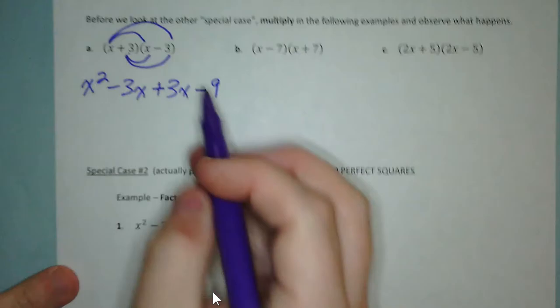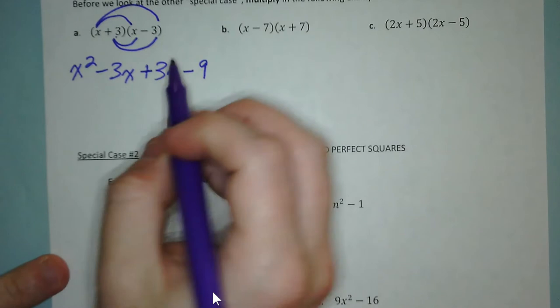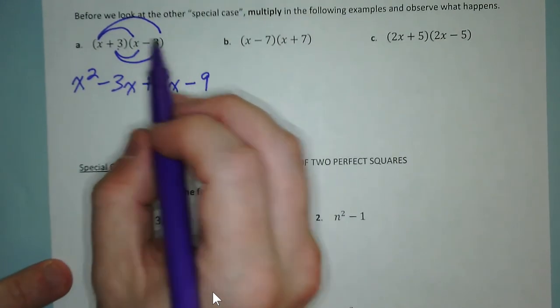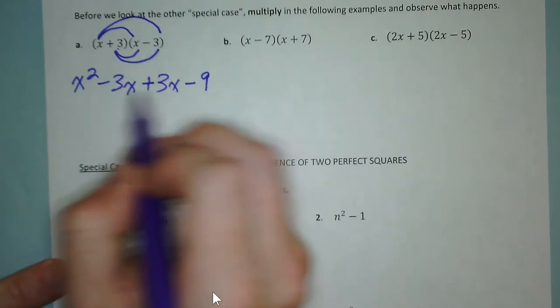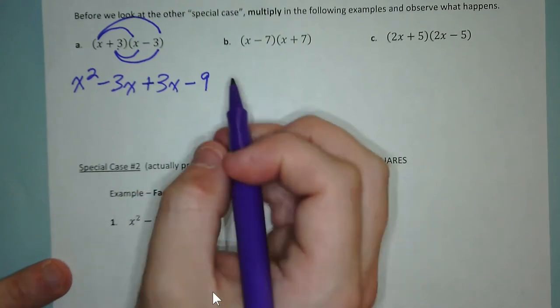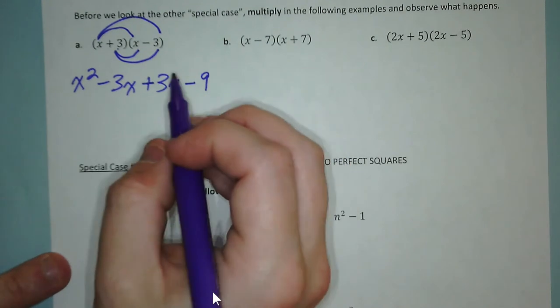But Lucas, what happens before we can call this done? Do you think there are any like terms? We already did all the multiplying, we did the FOIL, we did all the distributing. But we always check to see if there's any like terms. Yeah, you combine like terms, the negative 3x and the positive 3x.